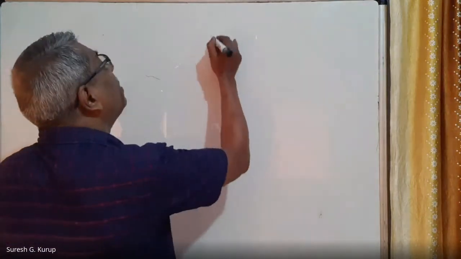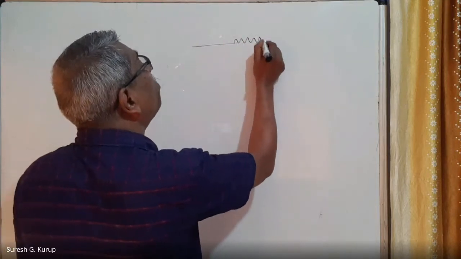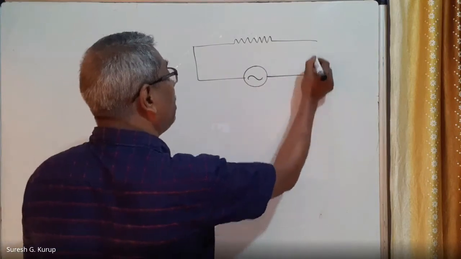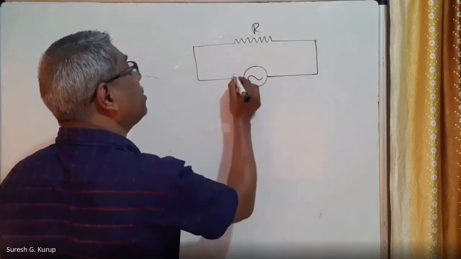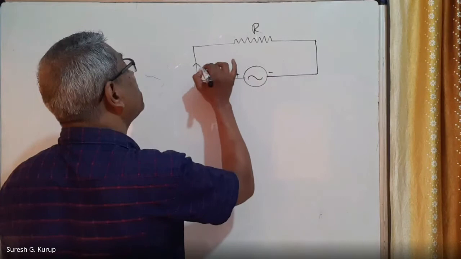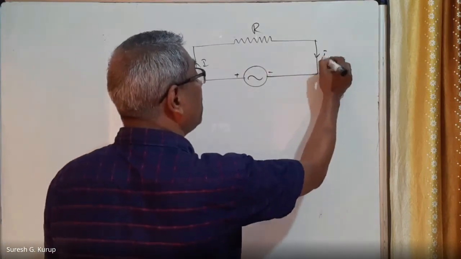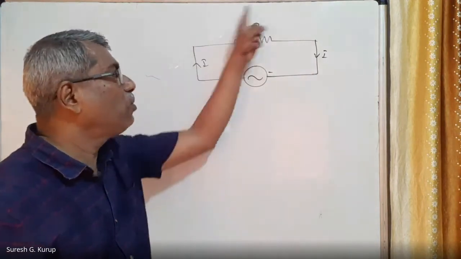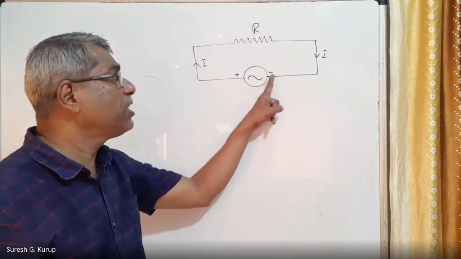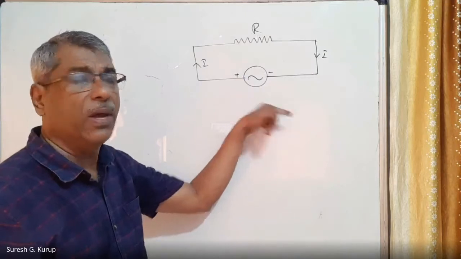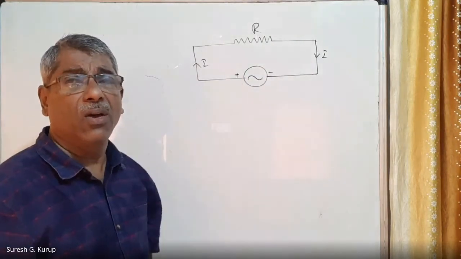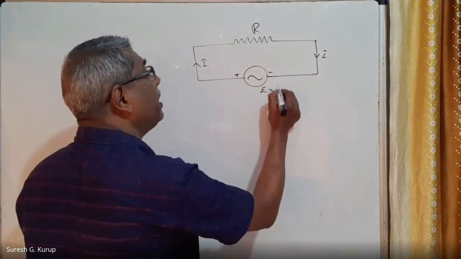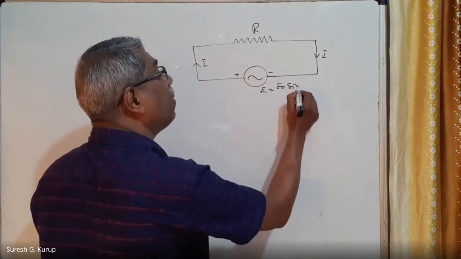So this is a pure ohmic circuit. A pure ohmic circuit means an AC circuit containing only a pure resistance. This is positive, this is negative. This is the instantaneous current. In the first half cycle of the AC, current flows in one direction. In the next half cycle, this becomes positive and this becomes negative, and the current flows in the opposite direction. So the applied EMF we can write as E is equal to E0 sin omega t.